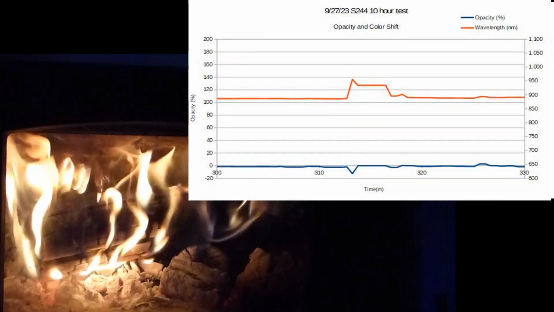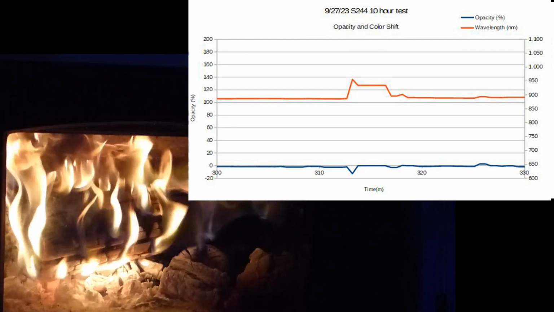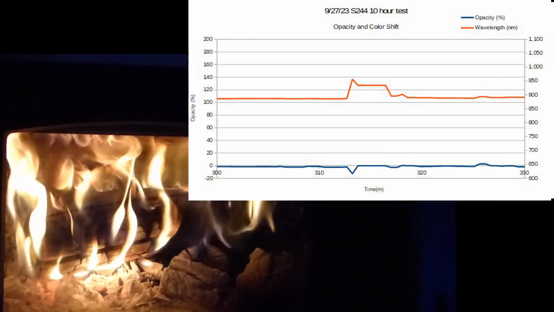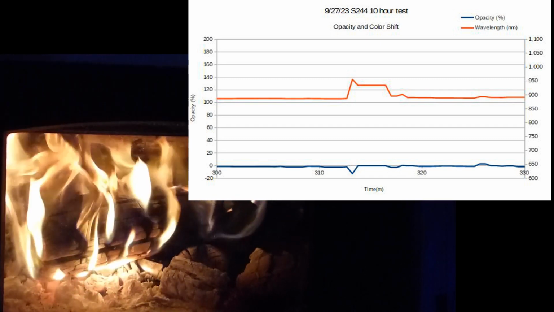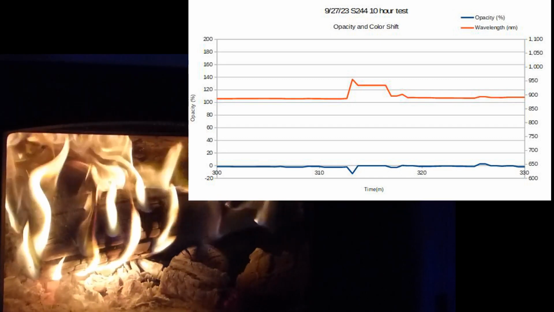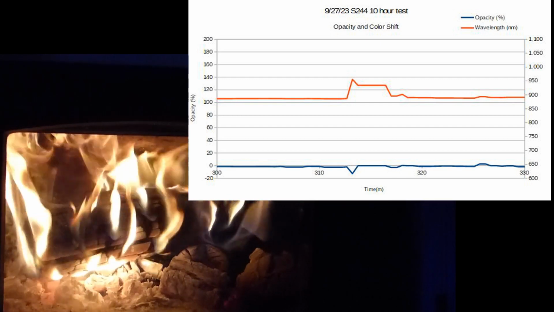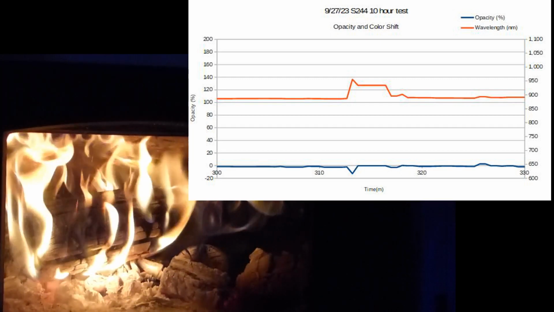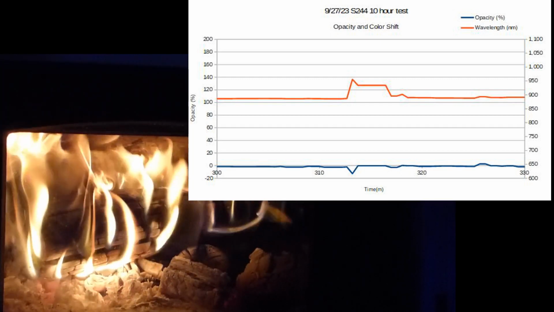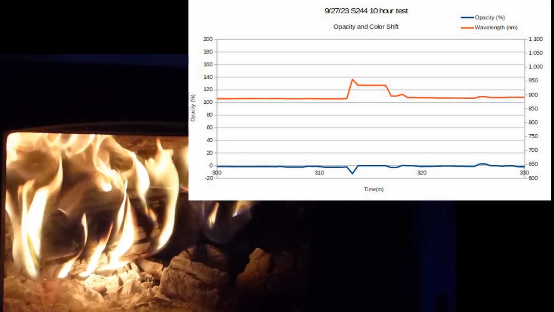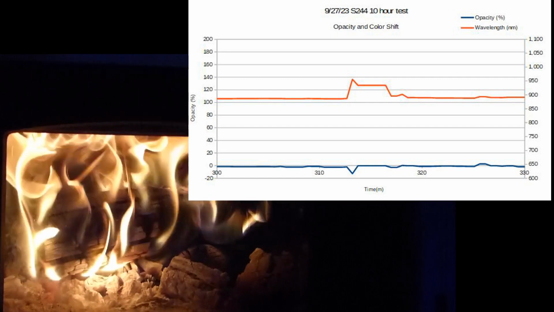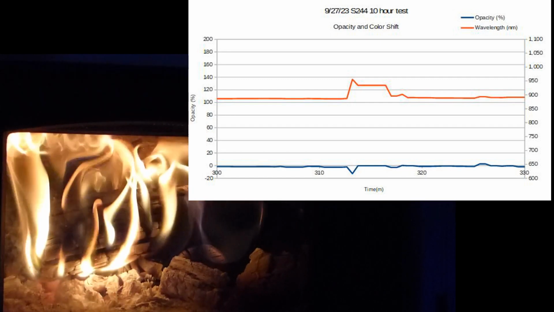We can see that at the same time we get an offset of the color and an offset of the opacity. So something happened, it sent out a puff of smoke, and then we get 5 or 6 readings on the color shift before it returns back to its baseline. So there's more information in the color shift than there is in the opacity at this particular data point.